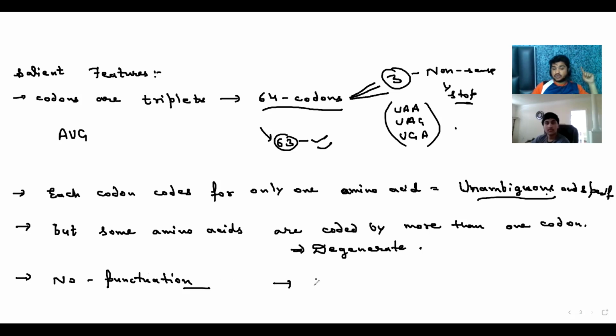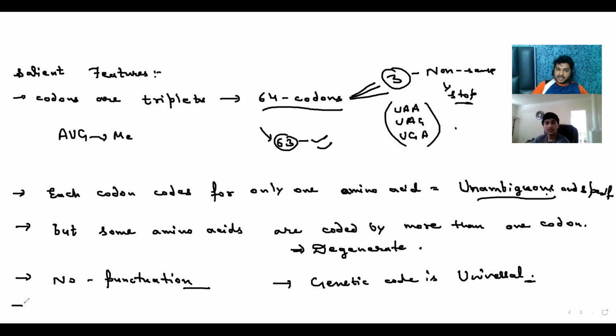And remember, this genetic code is universal. If AUG is coding for the amino acid methionine, then in all organisms, in all the animals, in all the plants, AUG is coding for methionine. So the genetic code is not only for us, it is also for all other living organisms. That's why it is called universal.